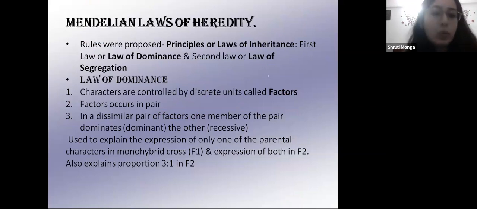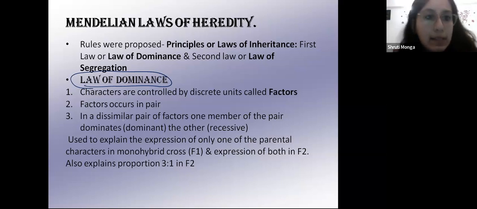I will explain it to you. Your explanation was perfect. But when in the exam you are asked to write a law, we cannot write the laws in our own words. So laws have to be written as they are, whatever law Mendel gave. That was the law of dominance. These are the pointers which were given by Mendel, so we have to write them as they are.